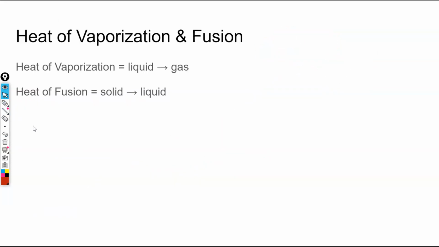When we talk again about heat of vaporization, that's the necessary amount of energy needed to go from a liquid to a gas. So this is the energy needed to go from a liquid to a gas. And then heat of fusion is when I want to go from a solid to a liquid. So this will tell you basically how much energy is needed to go to that specific point.